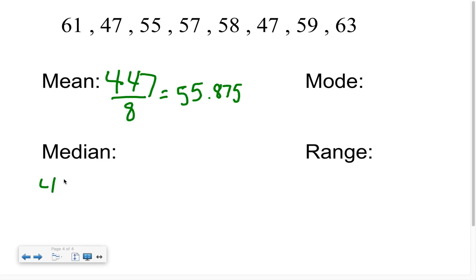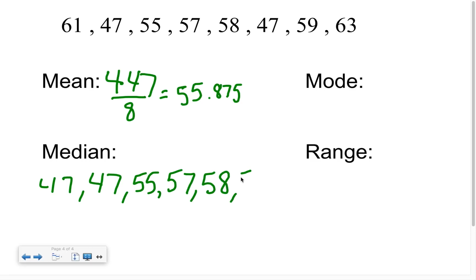So we have 47, 47 again, 55, 57, 58, 59, 61, and 63. Not a bad idea once you write them down to count. We know we have 1, 2, 3, 4, 5, 6, 7, 8 on the top. We should have all of them here. 1, 2, 3, 4, 5, 6, 7, 8. Okay, so we have them all.